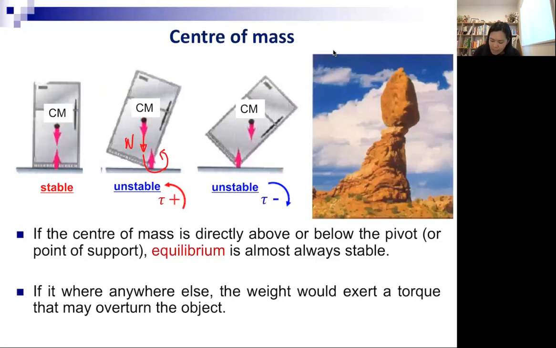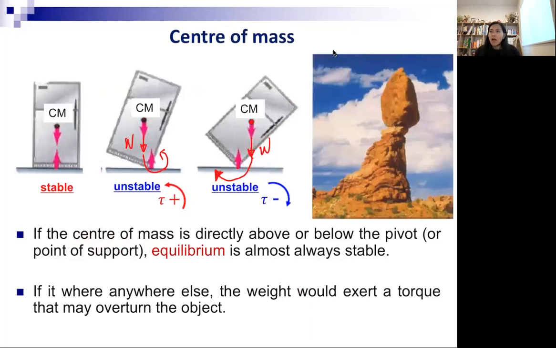Okay. For this scenario here, if you try to balance this object at this point, the center of mass is outside of where you're balancing it. You have a weight force that will pull your object downwards, and that weight force will give you this torque. It will rotate your object in the anti-clockwise direction. So you have a negative torque. Right, so to achieve equilibrium or stability, you need to support the object at its center of mass.